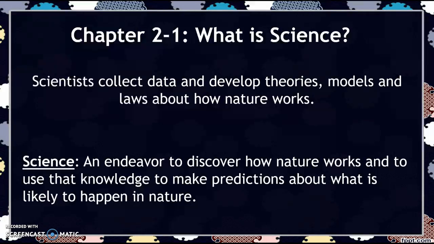The main idea here is that scientists collect data and develop theories, models, and laws about how nature works. Our textbook's definition of science is that science is an endeavor to discover how nature works and to use that knowledge to make predictions about what is likely to happen in nature.